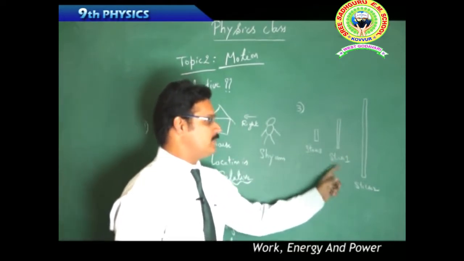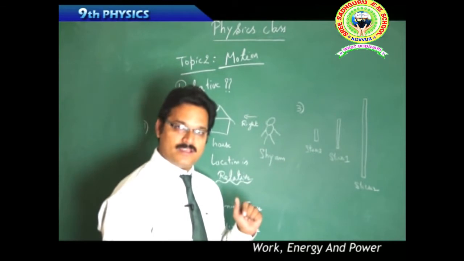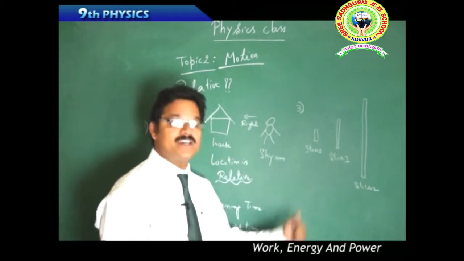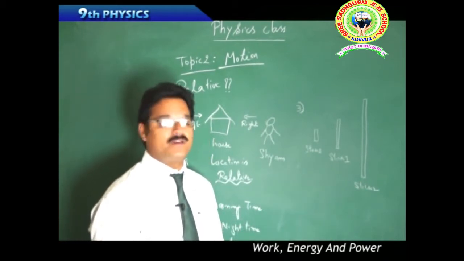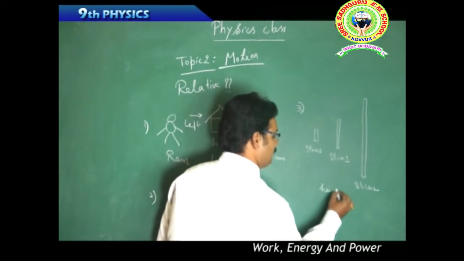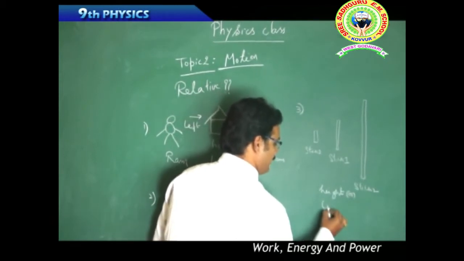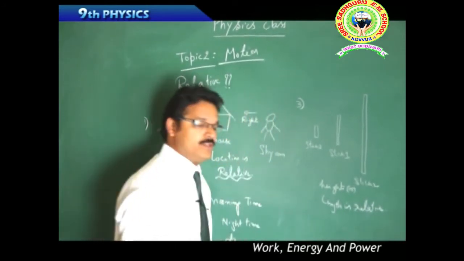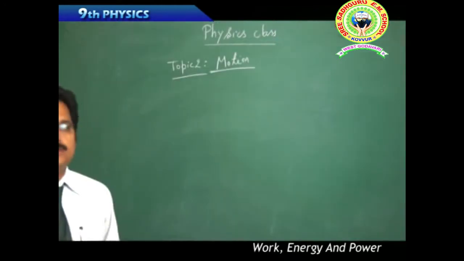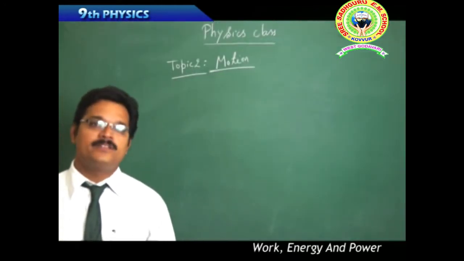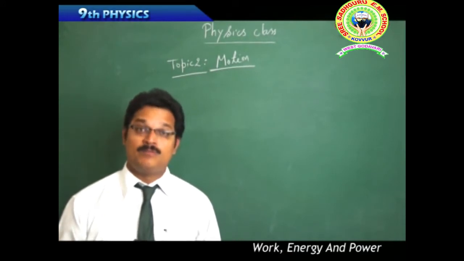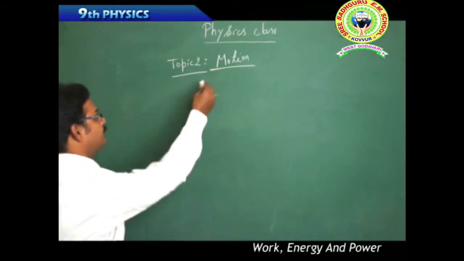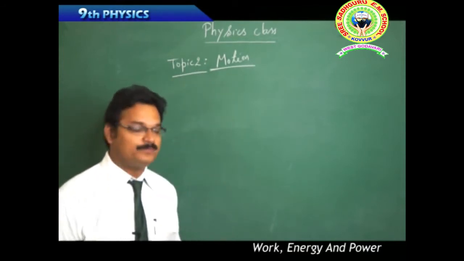So according to stick 1 and stick 2, stick 1 is shorter. According to stick 1 and stick 3, stick 1 is longer. So which answer is correct? Here both are correct, because here height, or you can say length, is relative. So in nature everything is relative. Similarly, motion is also relative. Why is it like that? Let me explain to you.